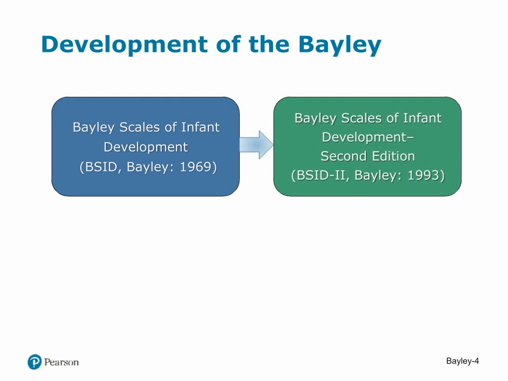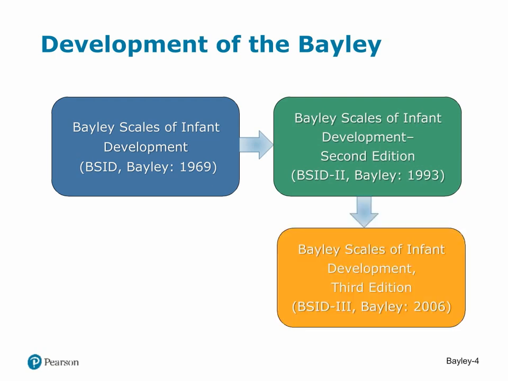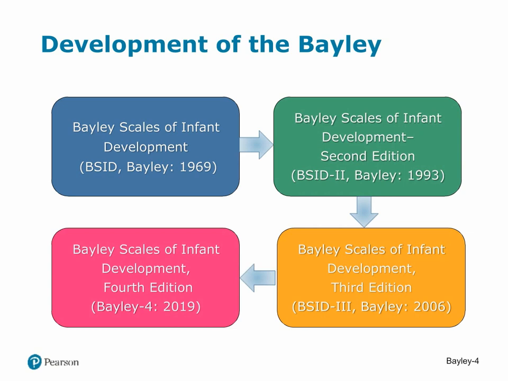The third edition of the Bayley was published in 2006. This edition retained the 1 to 42-month age range and included a major change in the structure of the instrument. The mental and motor scales were replaced with 5 scales: cognitive, communication, motor, social emotional, and adaptive behavior, consistent with federal legislation on early intervention. The Bayley-4 maintains the age range and the 5-scale framework of the Bayley-3.